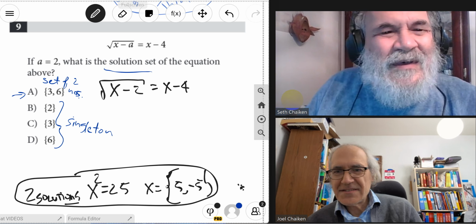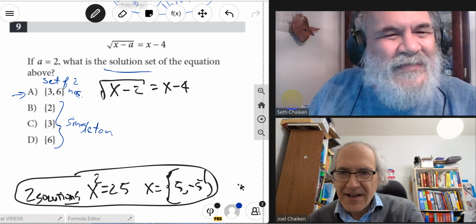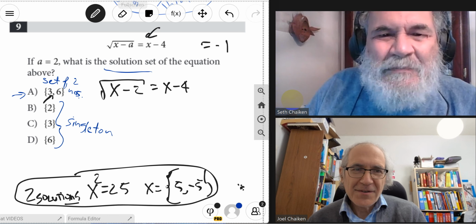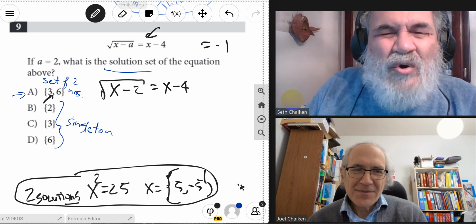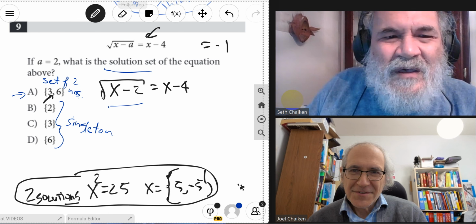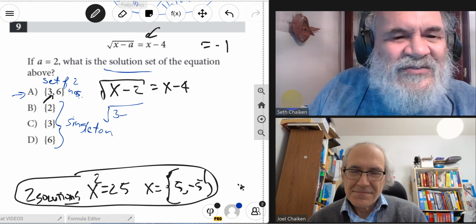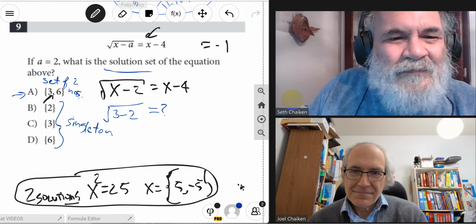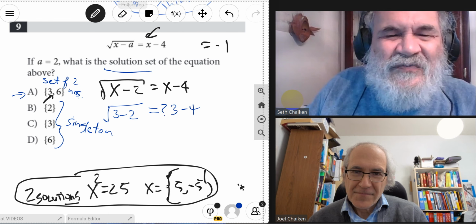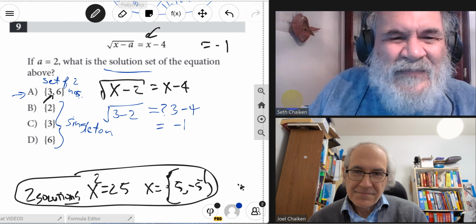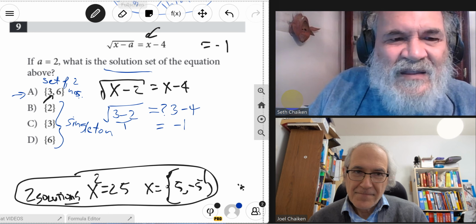Wait a second. Stop it. How can x be 3? If x is 3, then this equals negative 1. It's impossible. Let's do it. The square root of 3 minus 2. Does that equal 1? 3 minus 4 is minus 1. Yeah. 3 minus 2 is 1. And the square root of 1.